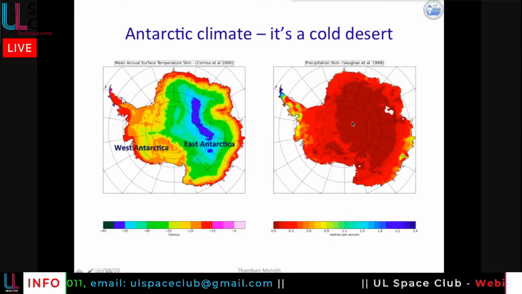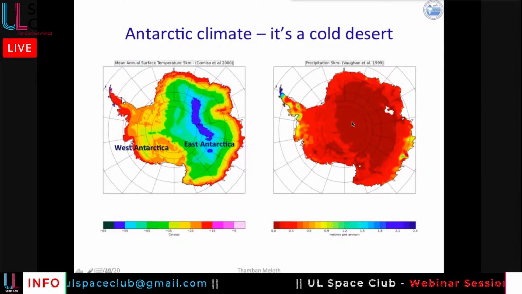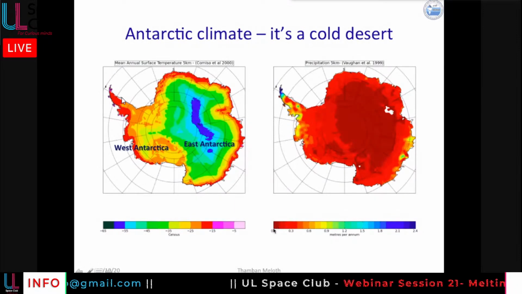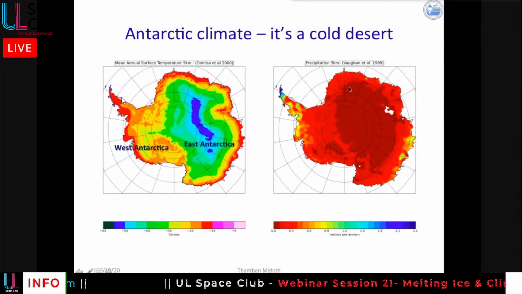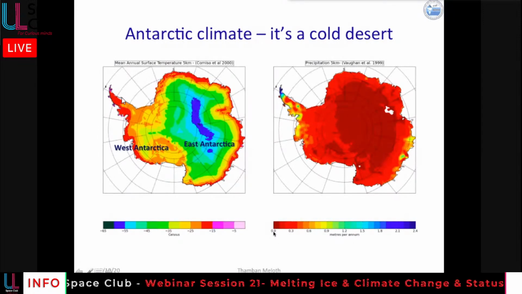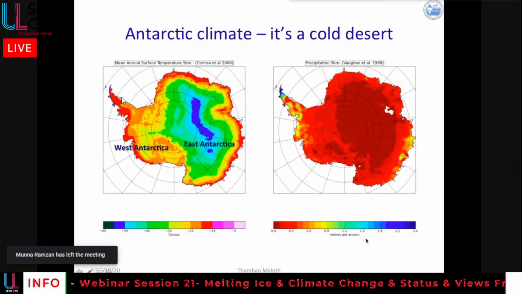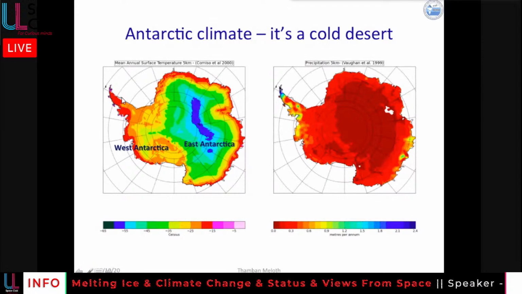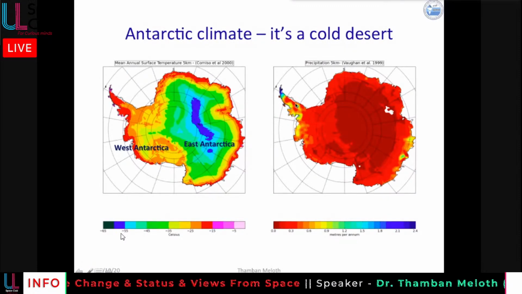Secondly, as I told, it's a desert. When I said desert, the precipitation is as low as absolutely zero over a large part of Antarctica. You can see here, the entire thing is a red spot. You can see almost 0 meters per annum. And it can be as high as about 2 meters per annum in the Antarctic Peninsula because, as I told, it's close to the ocean, a lot of moisture available.